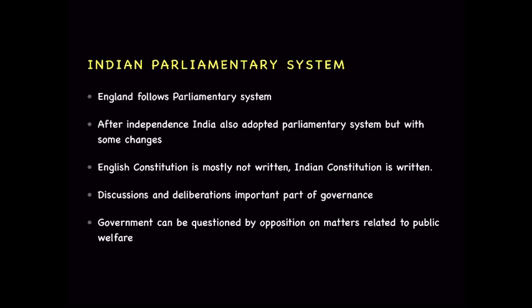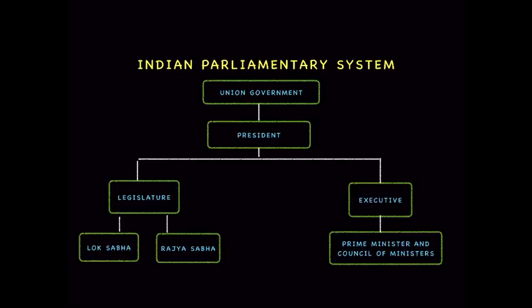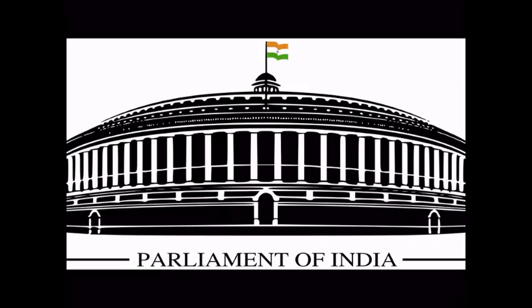Let's look at the union or the central government. At the head is the president. Under him is the legislature. The legislature consists of Lok Sabha, Rajya Sabha. Executive means the Prime Minister and the Council of Ministers. Now, we will discuss all branches of the government individually and in detail in the coming lessons. For now, let us see the Parliament of India.